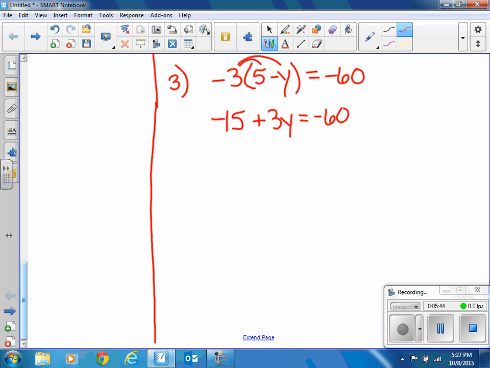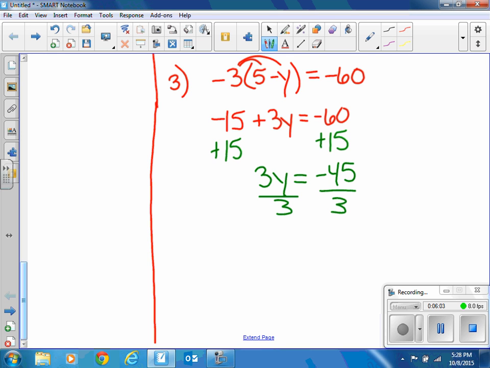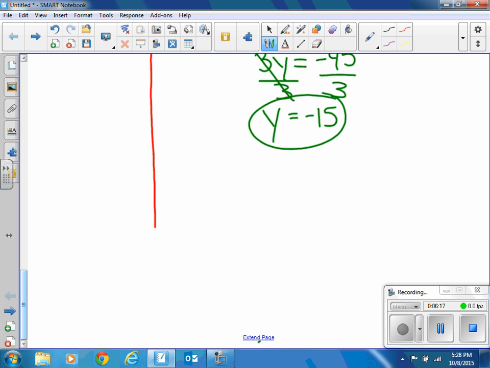Now we're back again to a two-step equation. So we're going to undo our addition or subtraction. Well, we got a negative 15 here, so we're going to go ahead and add 15 to both sides. 3y is equal to a negative 45. Now we divide by 3 on both sides. Get that y by itself, and we have y is equal to a negative 15. All right. Example number 4.